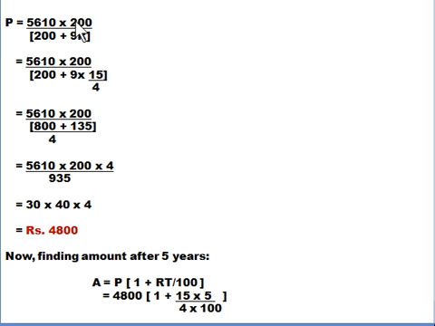Here we are going to substitute the value of R as 15 upon 4. Once we simplify it further, the value of P comes equal to rupees 4800. So this becomes the second answer required in the question.